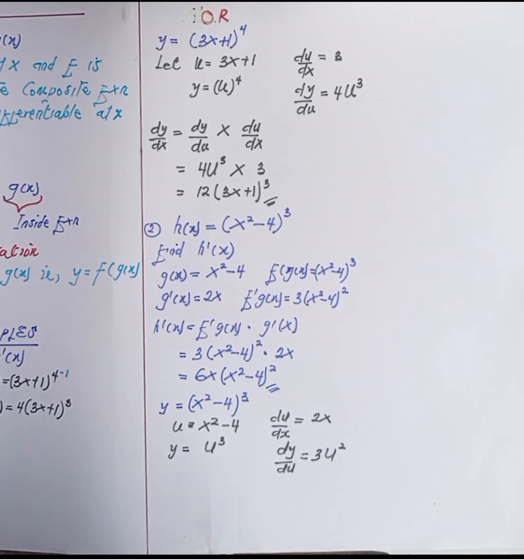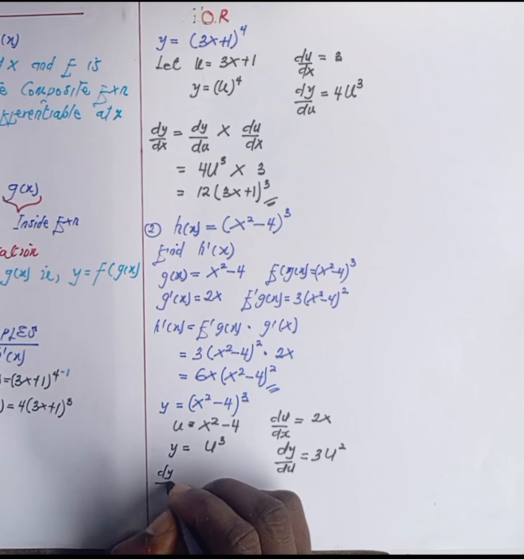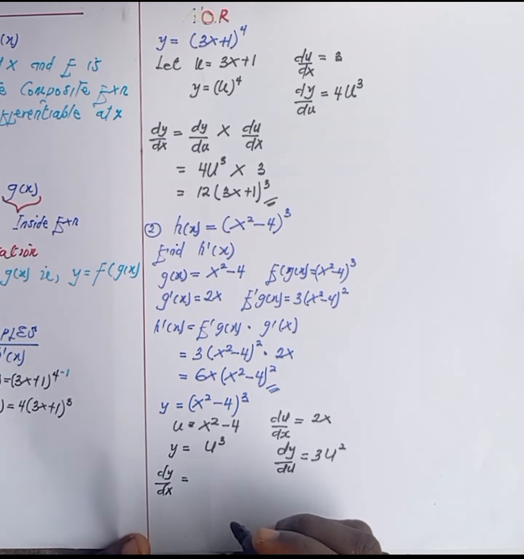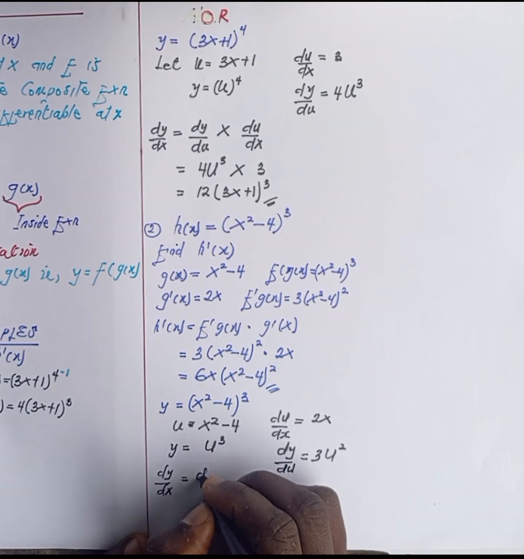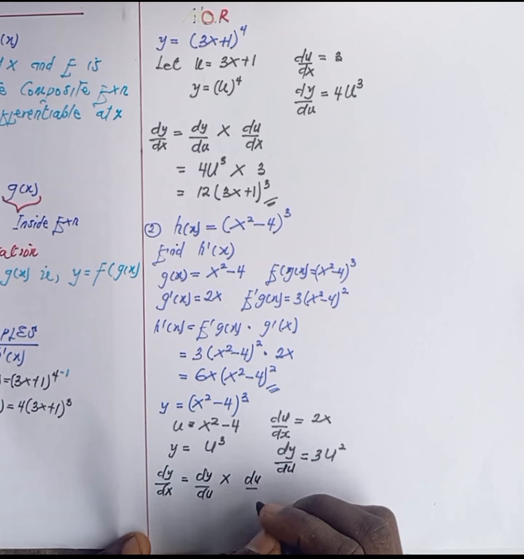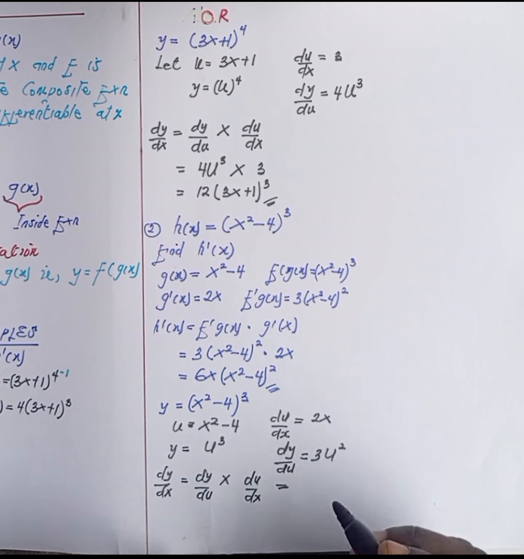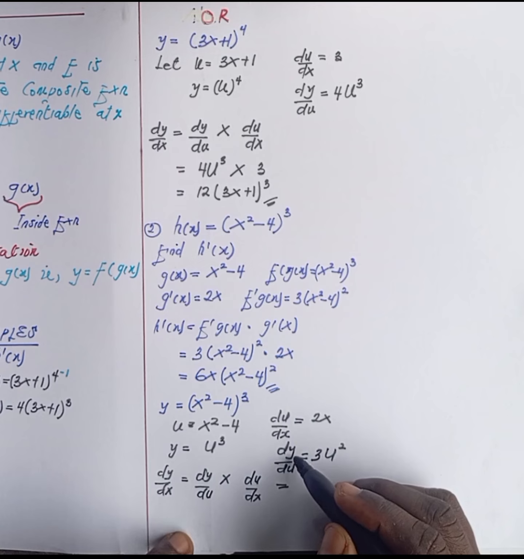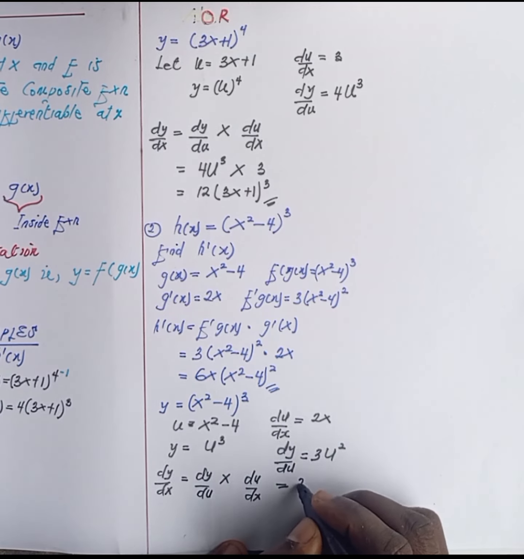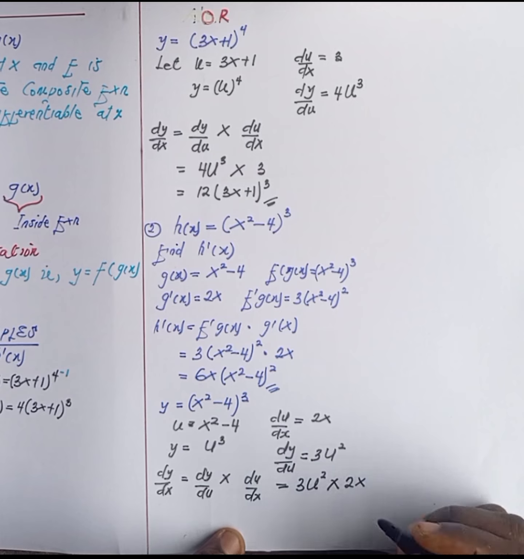So all we are going to do here is just substitute these functions and their derivatives into the formula. So we are going to get our dy dx is given as dy du times du dx. And this implies that dy dx is given as 3u squared multiplying du dx, so we have 2x.